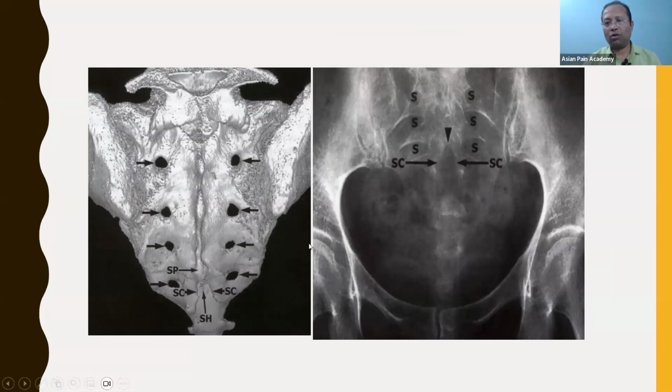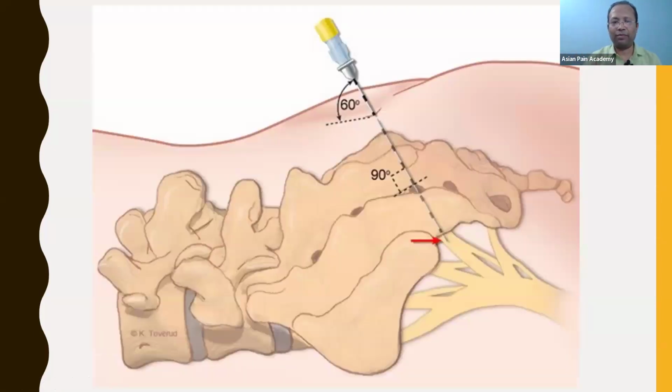Here the caudal canal is also shown. You see this is the caudal canal, and this is the unfused lamina of S3. Remember, the caudal canal starts only from S3, the lower half of S3. S4 and S5 are totally unfused. So that is the entry point of the epidural space.